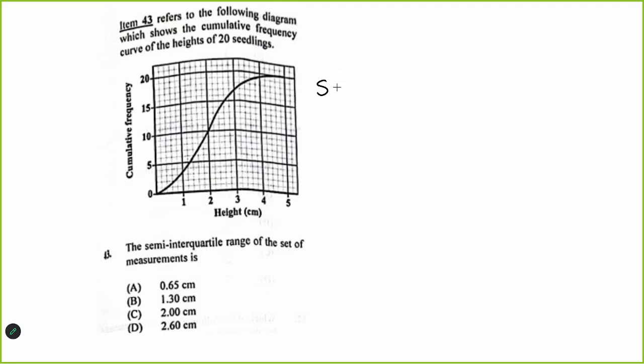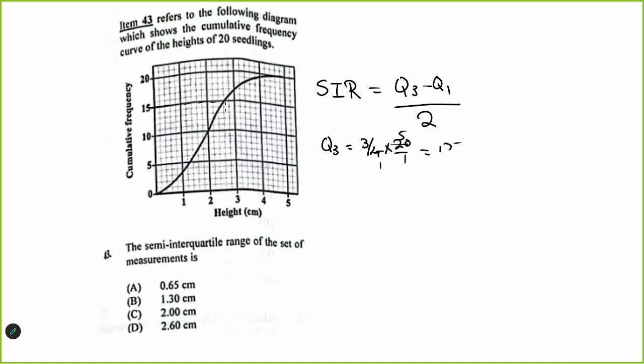The semi-interquartile range of the set of measurements is, so the semi-interquartile range is Q3 minus Q1 divided by 2. So you need to find where your third quartile is, you need to find where your first quartile is, and then you're going to divide by 2. Right? Now your third quartile is 3/4 multiplied by 20, this is the location of it, not what your third quartile is. So 3/4 of 20, 4 into 4, 1, 4 into 20, 5. So you're looking at 15.